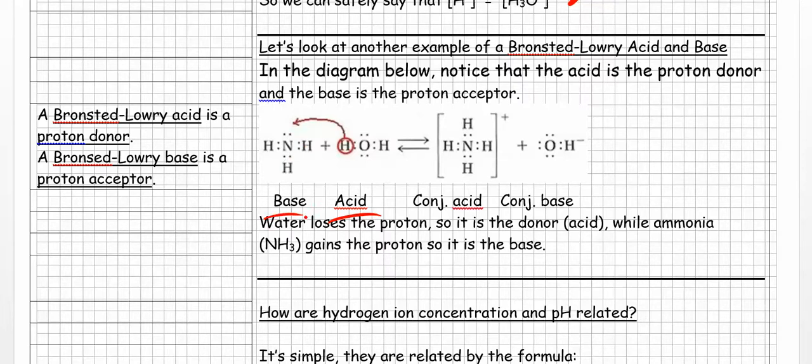Now let's go the other way, right to left. On this side, the ammonium ion has a proton to donate, so we're going to call that the conjugate acid. And the base is the one that accepts the proton. We're going to call that the conjugate base then. So water loses the proton, so it's the donor, the water is the acid, and the ammonia gains it, so it's the base.